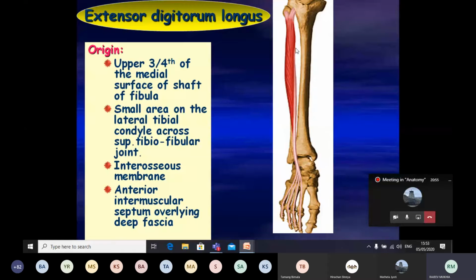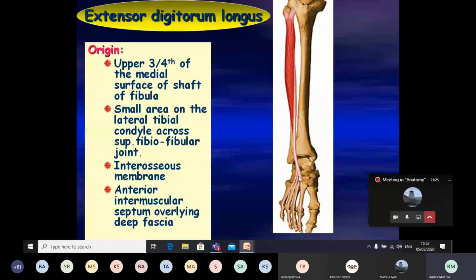These structures will provide origin to the extensor digitorum longus, along with the fascia of the upper part of the leg. So again, I would like to repeat the origin of extensor digitorum longus. It takes origin from the lateral condyle of the tibia, head of the fibula, upper 3/4 of the medial surface of the fibula, and the adjoining interosseous membrane. Now you will see this muscle forms a tendon. This tendon passes in front of the ankle joint.